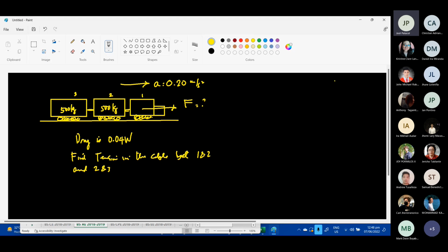Okay? So there is drag. Well, this is F2, F3. So here, let us say that there is none, no? No drag here on car 1. How do we find the force F that will produce that indicated acceleration of 0.20?